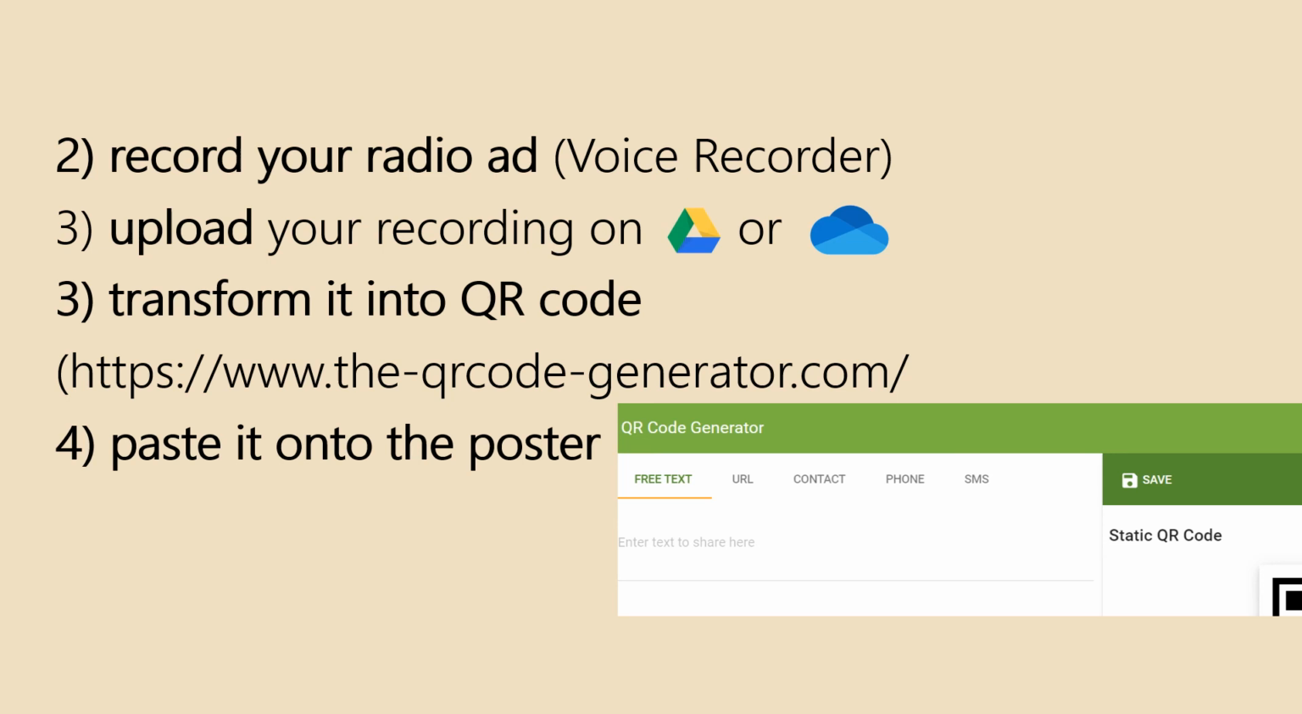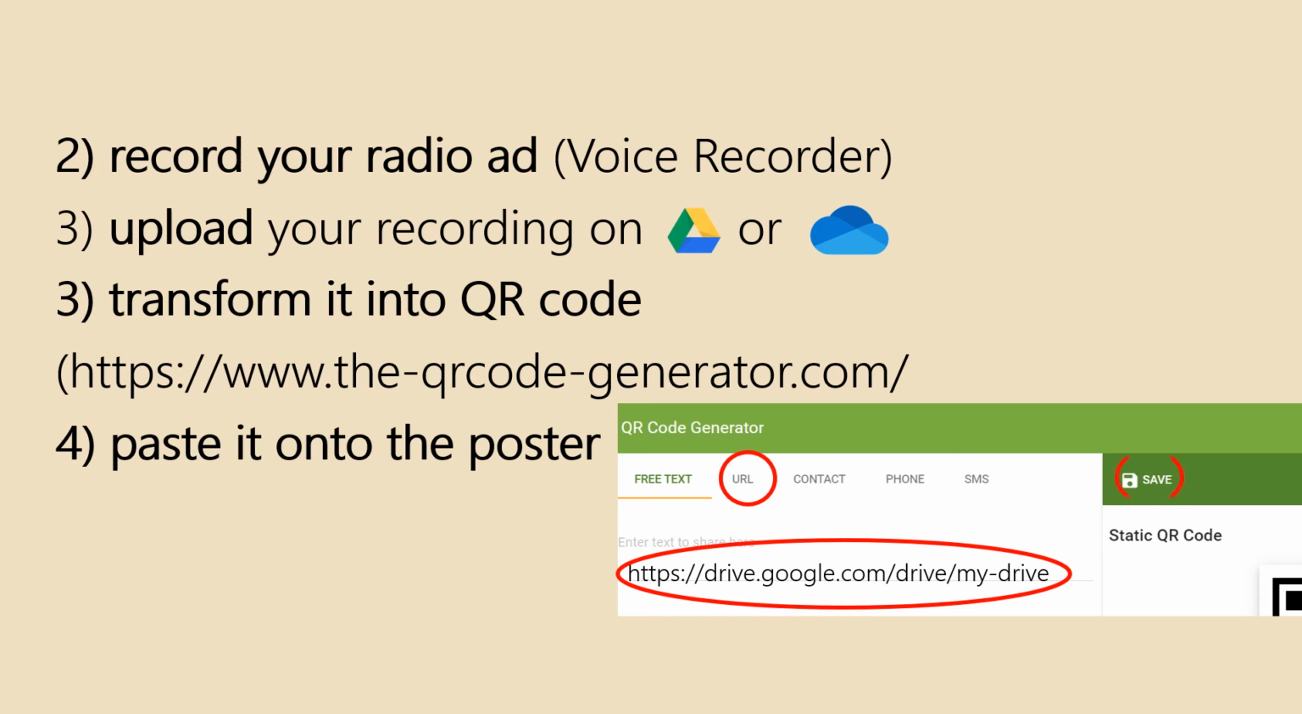Copy the link and convert it into QR code using an online QR code generator. Here is a link of one that you can use for free and without sign up. Copy the link of your recording and press Save. Your QR code will be generated automatically. Then paste it onto your poster.